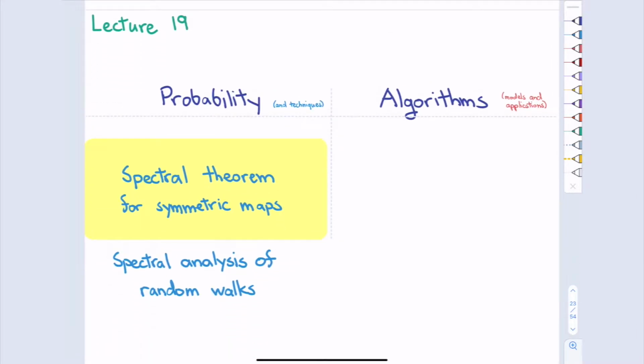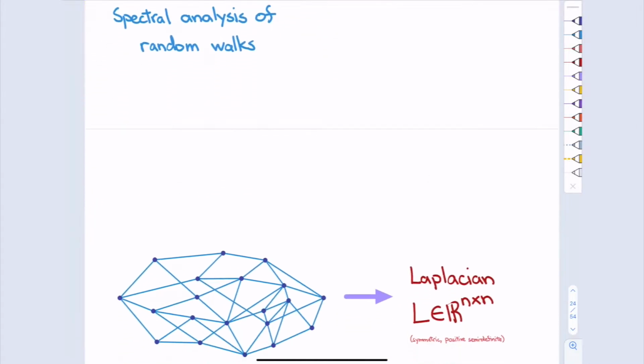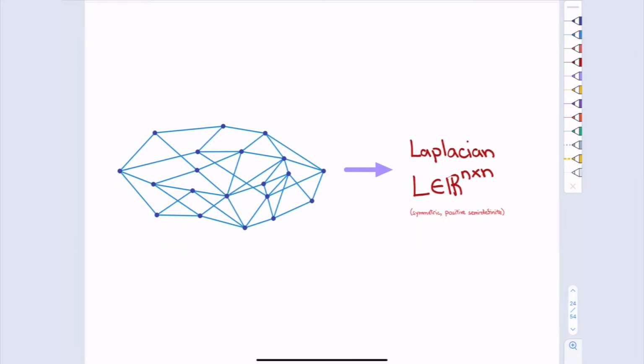So we need a few tools to get us there. And our main tools are going to come from linear algebra. So I'm going to start there. We're not going to talk about random walks for a little time. So maybe as motivation, we can talk about the Laplacian.